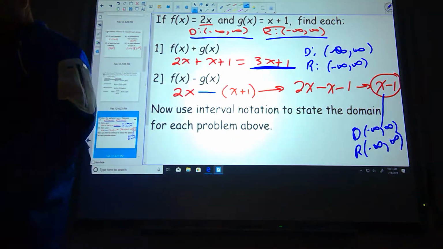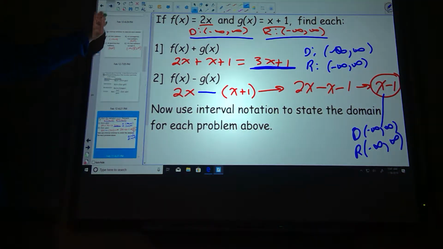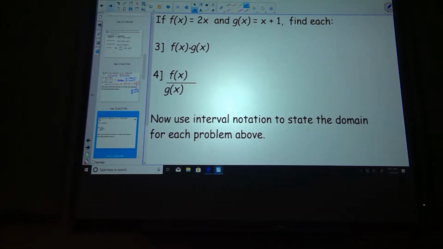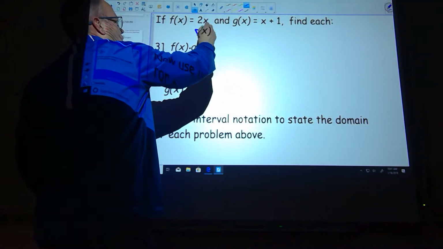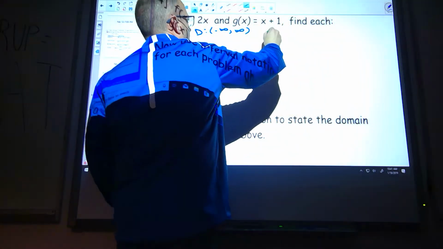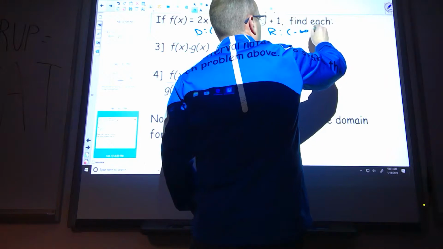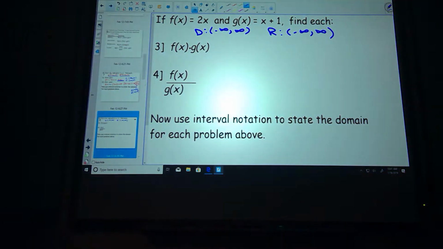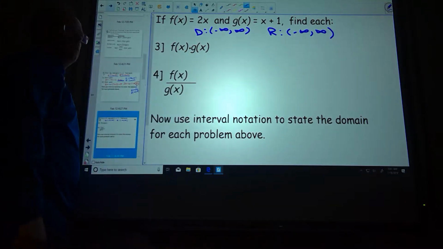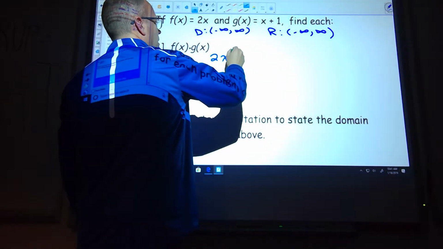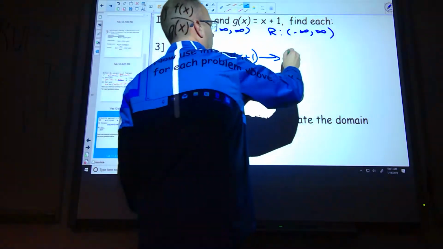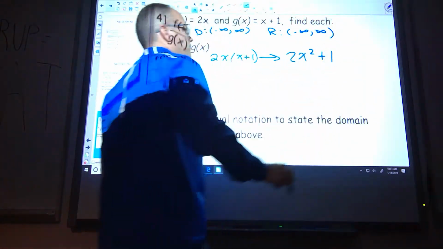Good? Move on? All right. So now, what does number 3 mean in your opinion? So before I start, do you still agree that the domain and the range are any numbers? So the x values and the y values, the inputs and the outputs, are all any numbers I want. So what am I doing on number 3? What does that dot mean? Multiplication. So I got 2x times x plus 1. Distribute, so I get 2x squared plus 1.